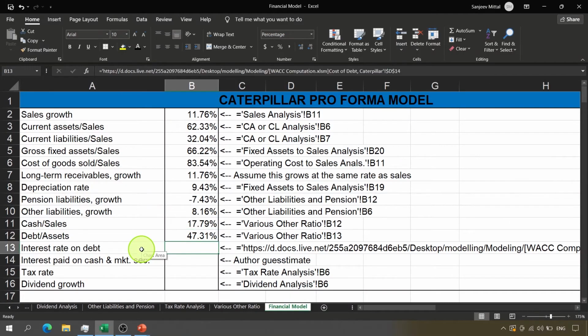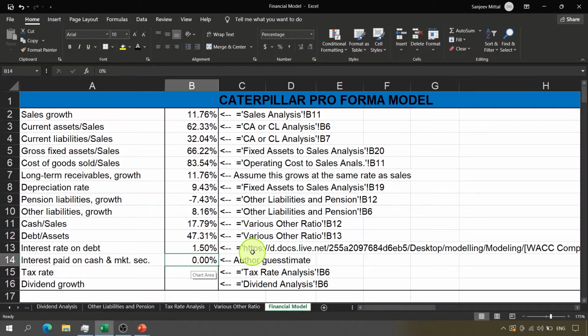And after that particular number, we have found our interest rate on debt. Now, the interest rate on debt, as you can see here, this interest rate of 1.50% we have calculated in our weighted average cost of capital model details. So if you go to our WACC model details inside our cost of debt calculation, you shall simply see that the interest rate on debt is 1.50%, which we have calculated there. After that, I have not considered any interest on cash and marketable securities, so I have just taken it as 0%. This is dependent upon the author's guess and whatever you may assume.